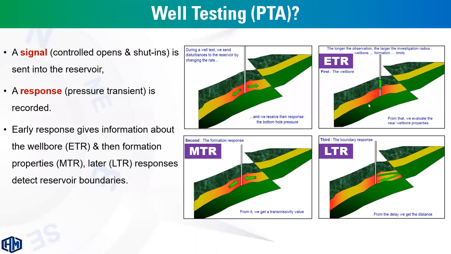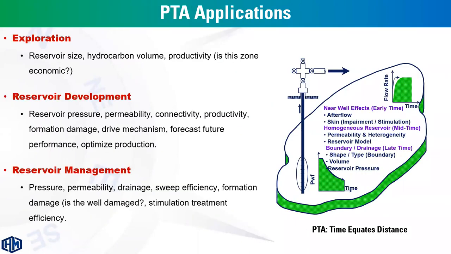properties will be identified. So for early time, we have data for the well and well model or near wellbore parameters, the quality of completion data. For middle time region, we typically have characteristics of average reservoir pressure and the reservoir model. And for late time response, we have important data regarding the boundary distance and boundary type, and also reservoir boundary response. So applications of well testing: it's important for exploration to characterize reservoir size and hydrocarbon volume, and also reservoir productivity. For reservoir development and also reservoir management, to evaluate the average reservoir pressure, the reservoir productivity, formation damage, and also to evaluate the well stimulation treatment efficiency.